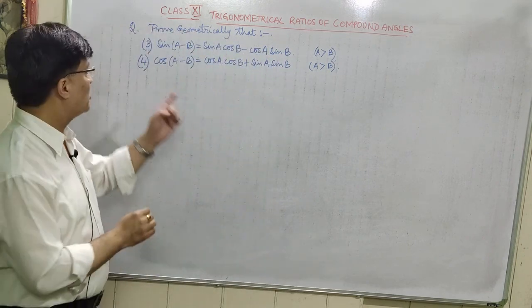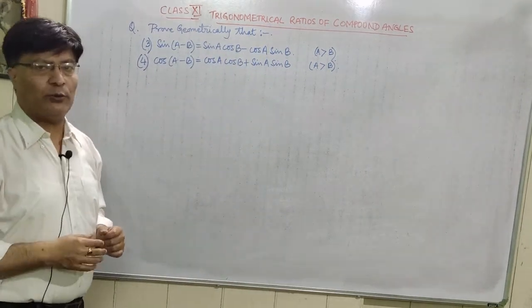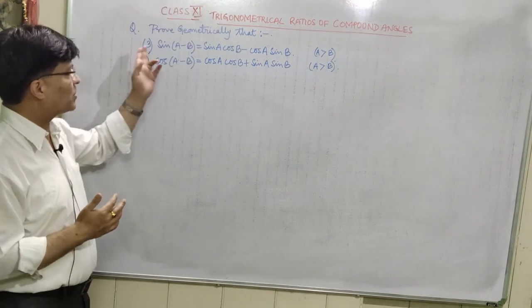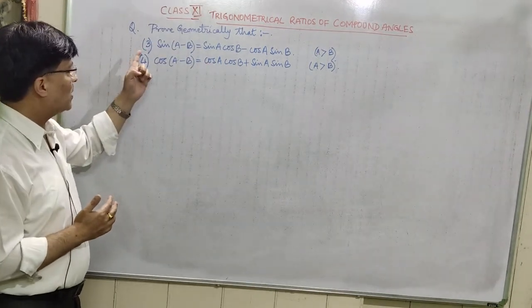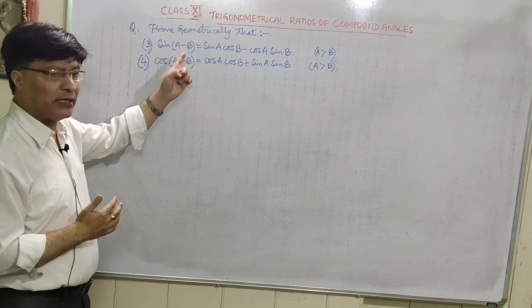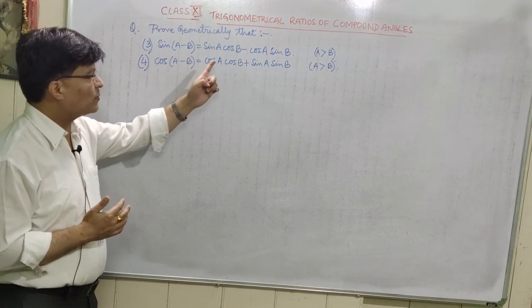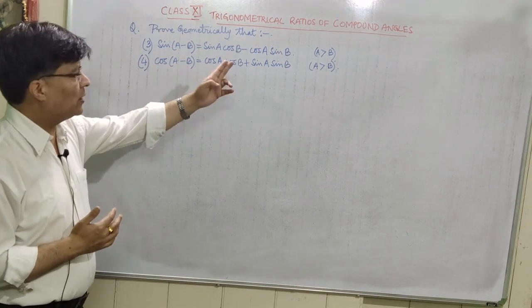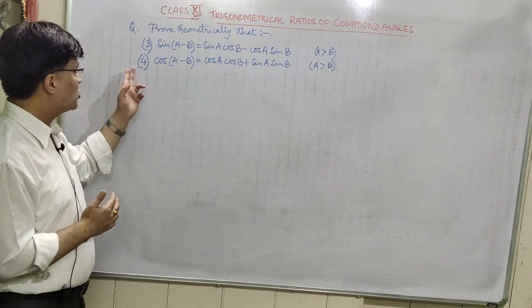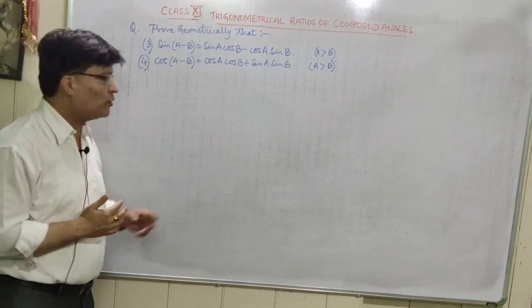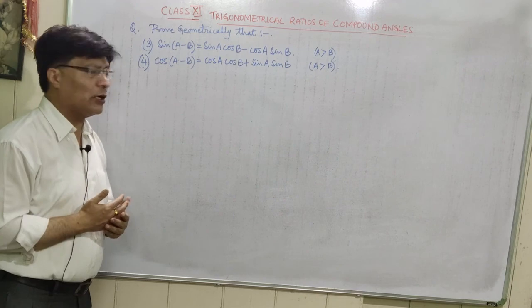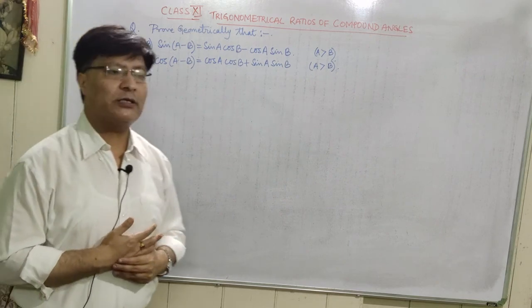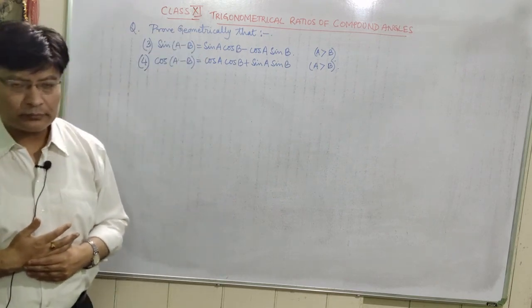Today also we will do the next two formulae, that is, we will prove geometrically that. The third one is sine of A minus B is equal to sine A cos B minus cos A sine B. Here A is greater than B. And also we prove formula number 4, that is cos of A minus B, which is equal to cos A cos B plus sine A sine B.